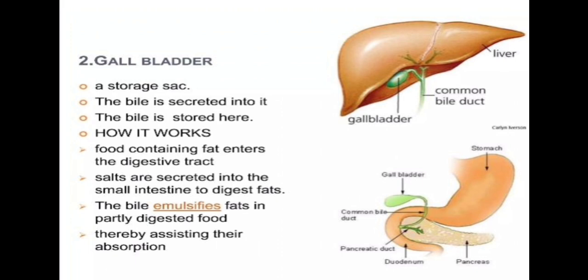Gallbladder, it is the storage sac. The bile is secreted into it. Bile is stored here. It works when food containing fats enters the digestion. Bile salts are secreted into the small intestine to digest the fats, by emulsifying fats and partially digesting food.